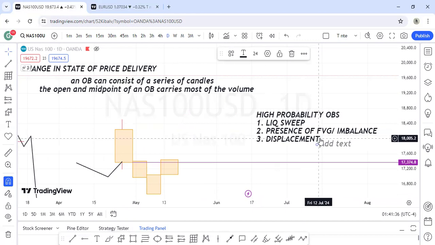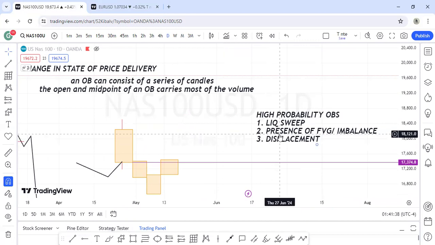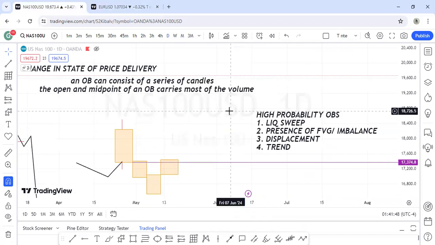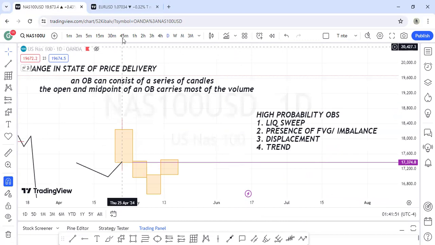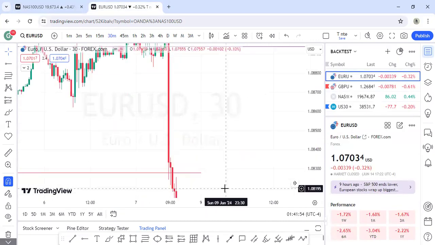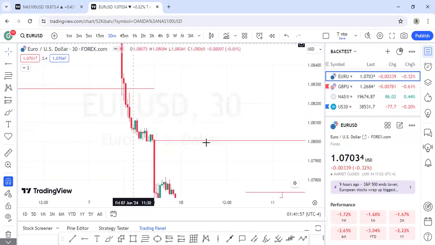Let me add that fourth thing before you guys get carried away, right? Number 4 is that it must be in line with the trend. So you must consider the trend of the market. Don't try to buy order blocks when the market is bearish. So it has to be in line with the trend, right? It has to be in line with the trend. This market was heavily bearish. You can see the market was heavily bearish. You can see this big bearish move here.